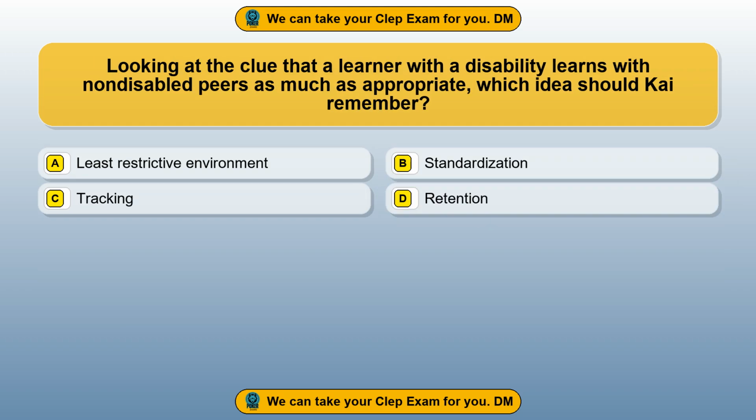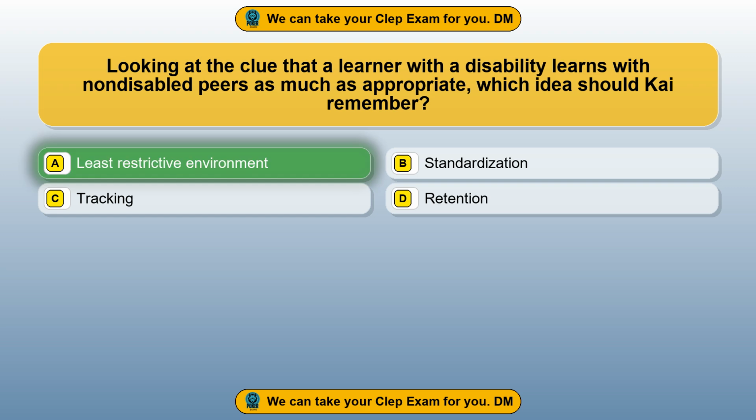Question 63. Looking at the clue that a learner with a disability learns with non-disabled peers as much as appropriate, which idea should CLEP remember? Option A, least restrictive environment. Option B, standardization. Option C, tracking. Option D, retention. The correct answer is option A.